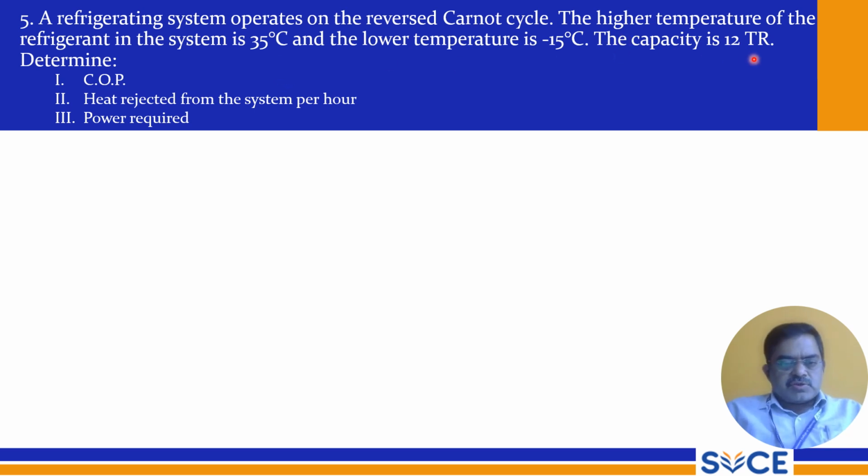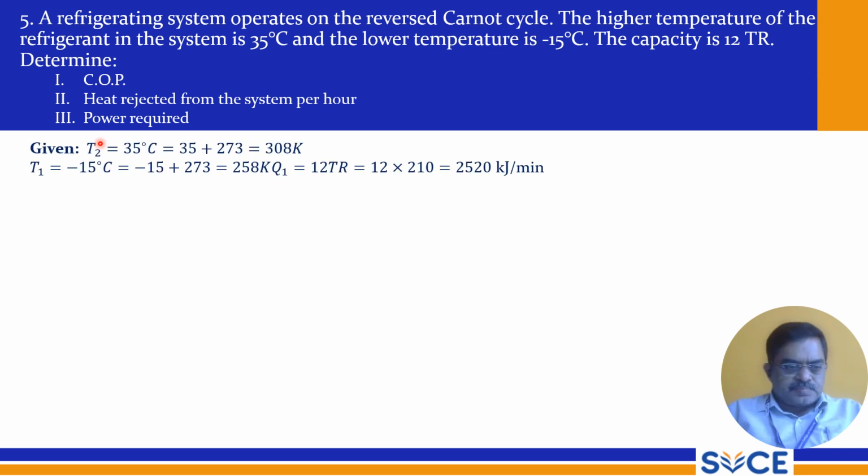The capacity is 12 ton of refrigeration. Determine COP, heat rejected from the system per hour, power required. So these are the three tasks we have to do. And first list down the parameters given.